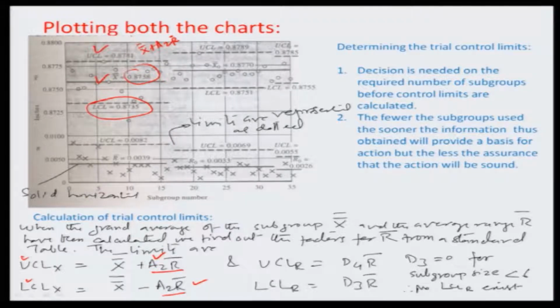So, you have an LCL and the UCL constructed for the x double bar chart, and similarly if you look at this particular portion, you can see the UCL and the LCL. There does not exist an LCL because the subgroup size is less than 6, and therefore D3 becomes equal to 0, and D4 in this case is 2.11. I think I had suggested this, and this can come directly from the Shewhart chart table, which I will share with you later on when we finish this particular module.